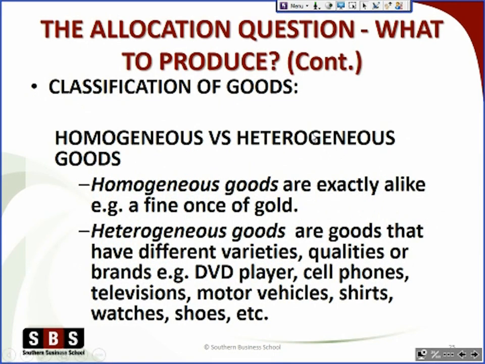Then homogeneous goods and heterogeneous goods. As we get on later, homogeneous goods means the same, and heterogeneous goods means differentiated, different types of goods. So just know the definitions. If you're asked for the definition, give that definition. Study it, write it out for yourself a couple of times, and make sure you can write it down.